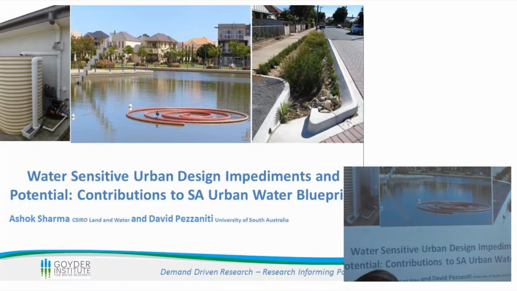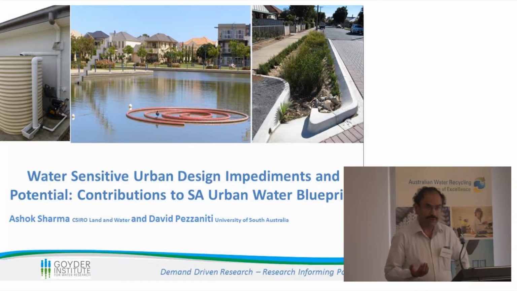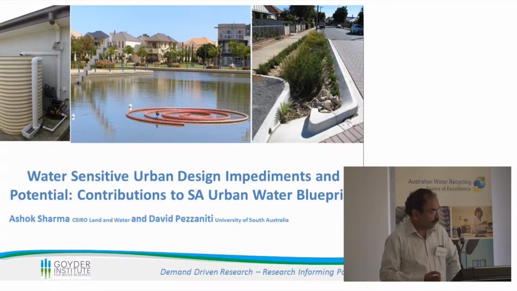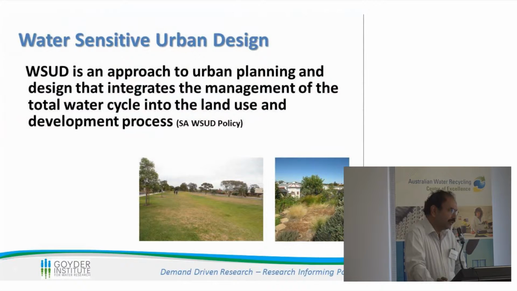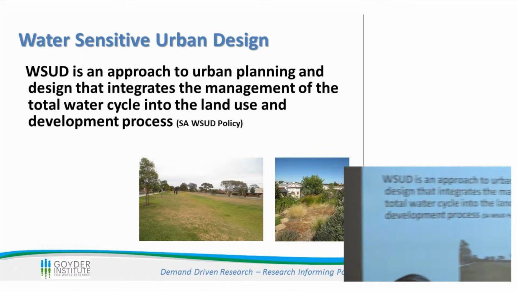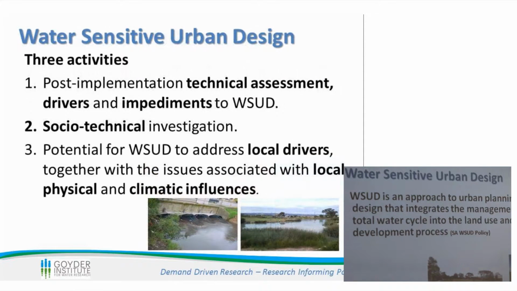Thank you very much. I will be talking about the water sensitive urban design project, which is a joint project between CSIRO and UniSA. As you can see with the title, it is about identifying the impediments and the potential, and the contribution will go to the SA Urban Water Blueprint. There are a number of definitions, but the best being used by WSUD policy talks about the total water cycle integration into the land use and development process.